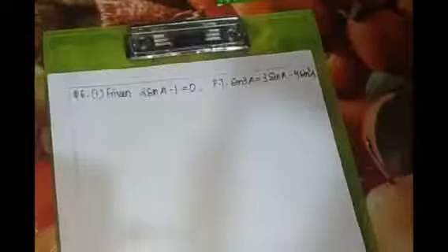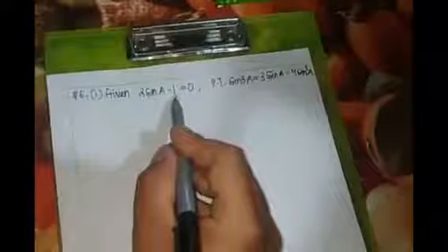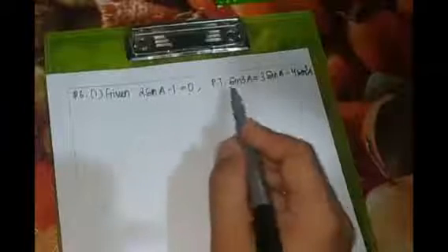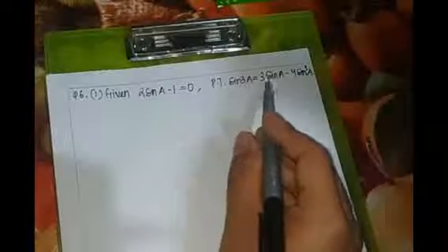Question number 6. Now we are moving to question number 6, part 1. Given that if 2 sin A minus 1 equals 0, then prove that sin 3A is equal to 3 sin A minus 4 sin cube A. We have to prove this.